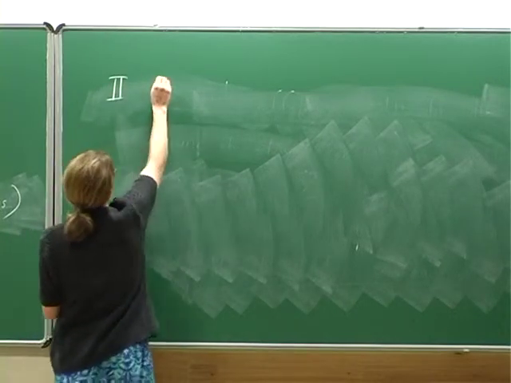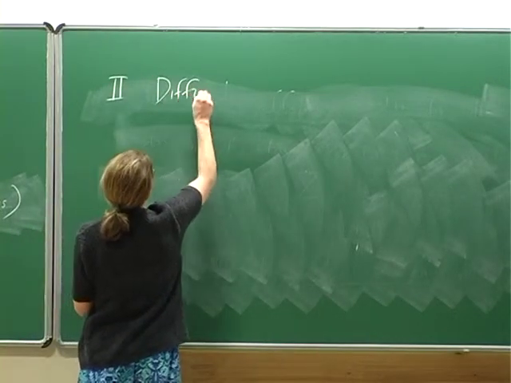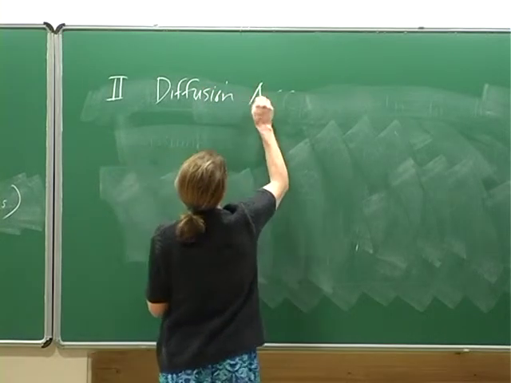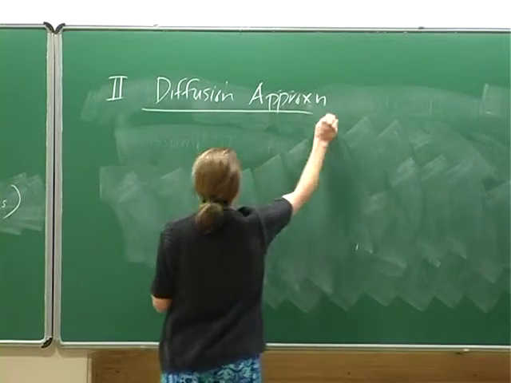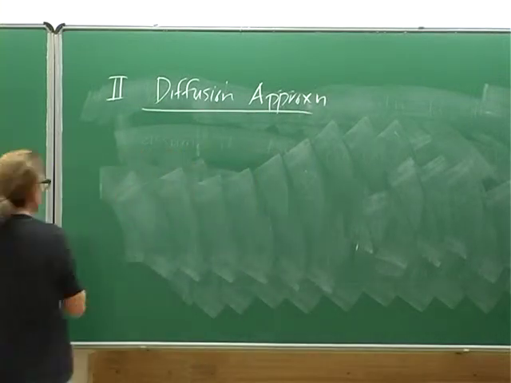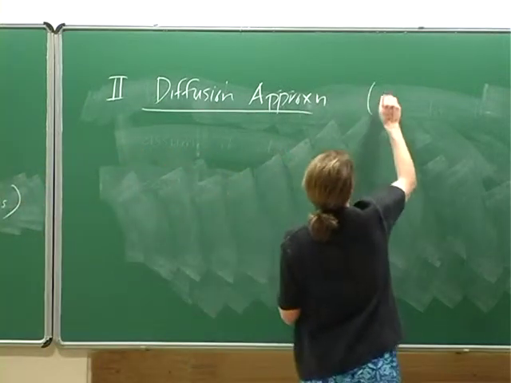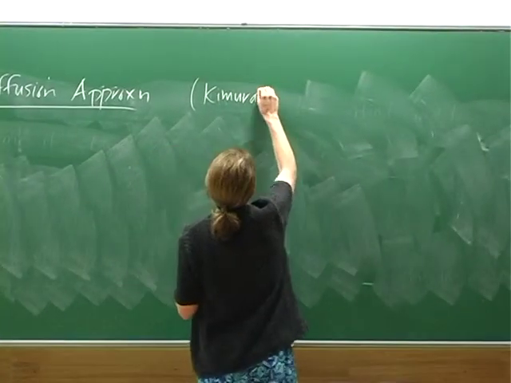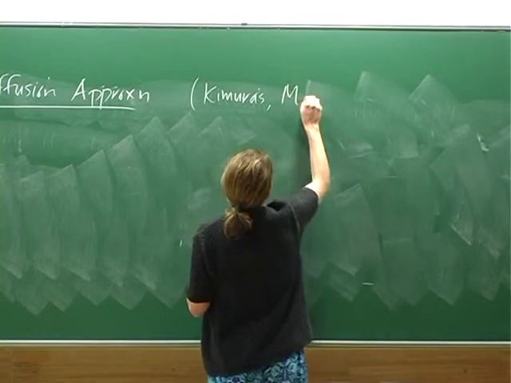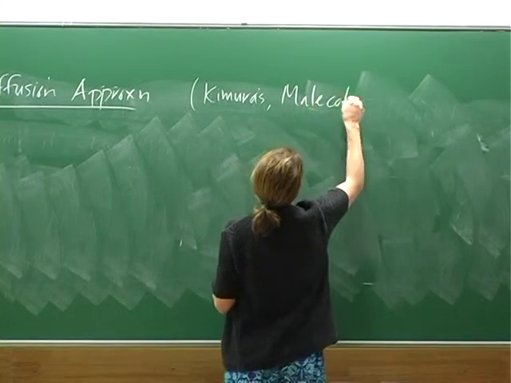So 2 is, as promised, the diffusion approximation. And this one's Kimura's approach. He did tons and tons of work extending it to various cases, but I think Malécot did it first.